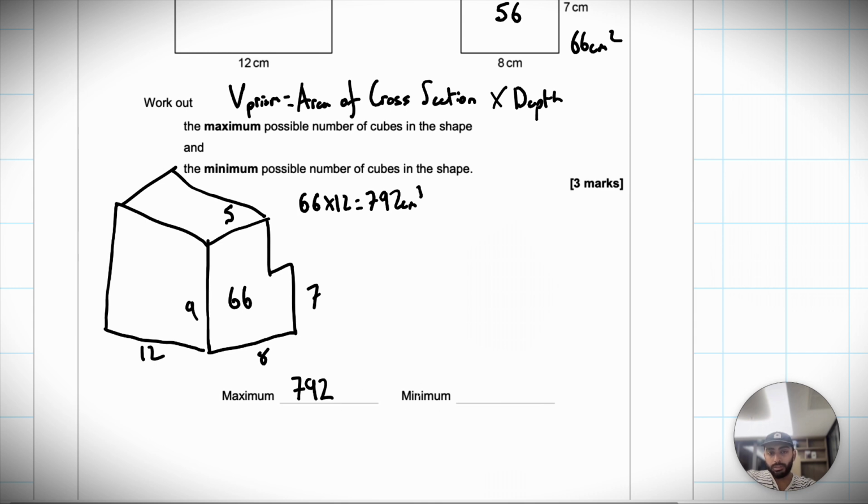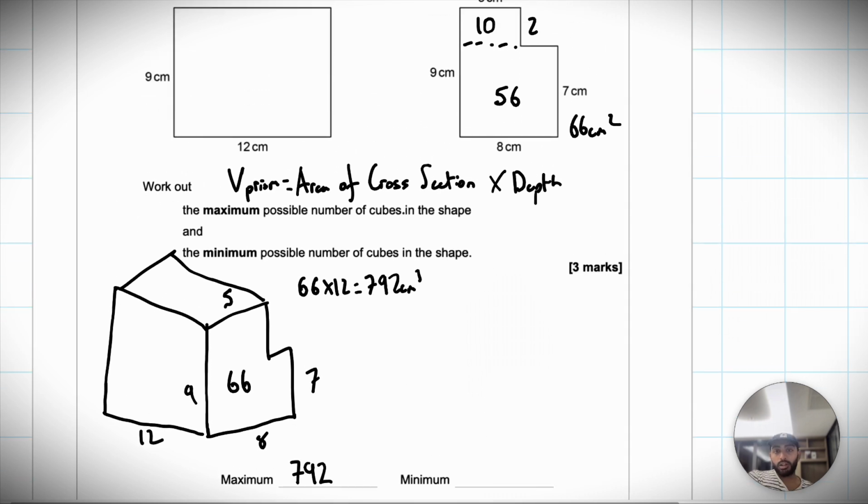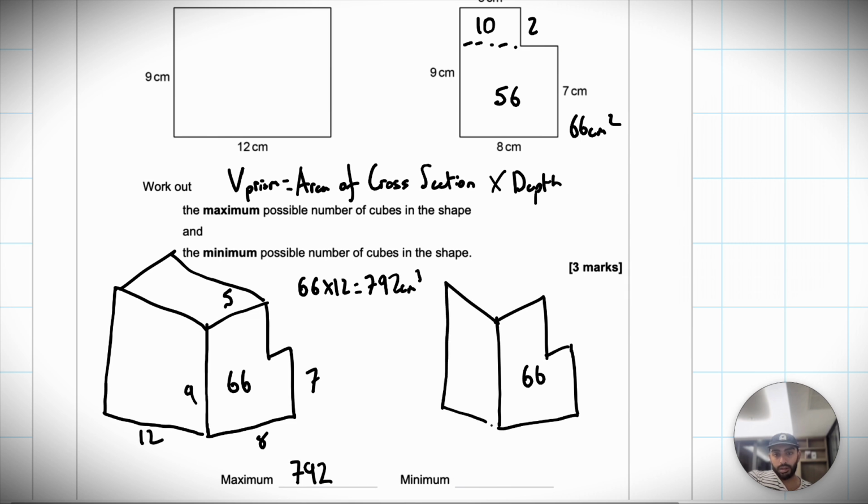We now need to think about the minimum possible number of cubes. Instead of having this compound shape that's repeated 12 long, it could be hollowed out, which means that this bit would be empty. So we'll draw that compound shape again. And the area of that is 66. And we've still got a depth of 12, but this time, instead of being full like before, we're just going to have it 1 centimeter thick.